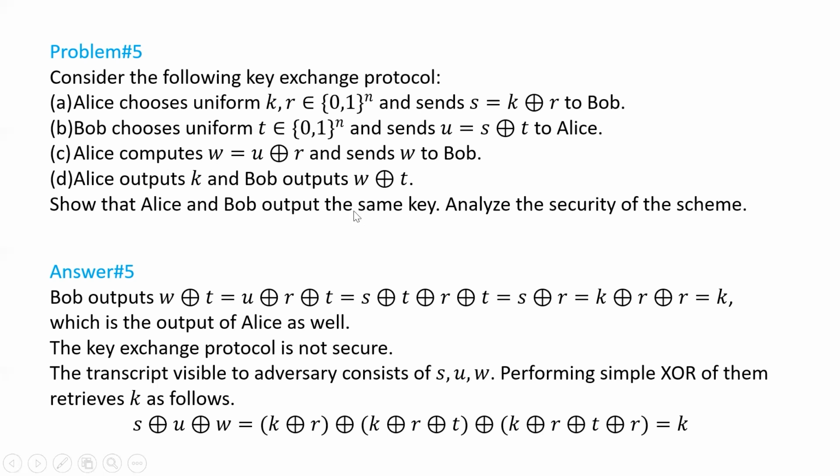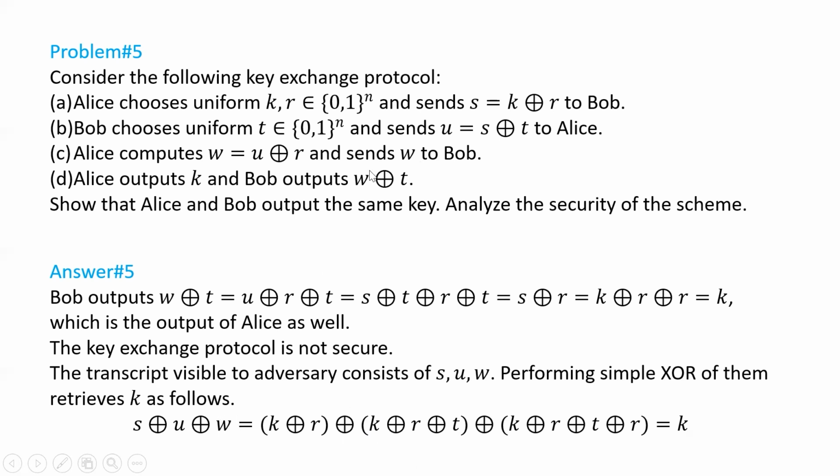Now what about the security? We say that the protocol is not secure. Why? The transcript visible to the adversary here consists of S, U, and W, right? You just perform a simple XOR of them, and what you get is S XOR U XOR W. You replace S with K XOR R, and you replace U with S XOR T, where S is K XOR R. So in whole, U is K XOR R XOR T. We are replacing U here with K XOR R XOR T.